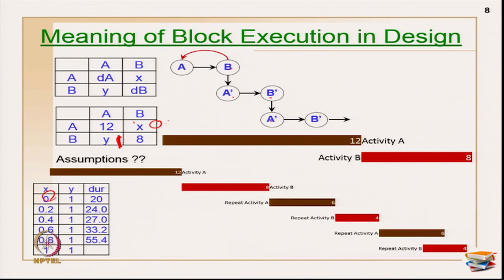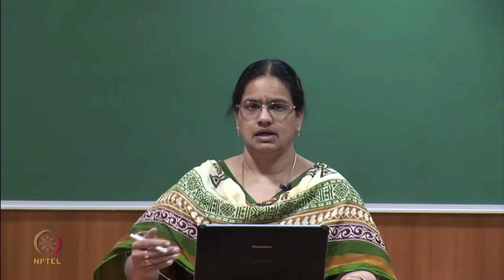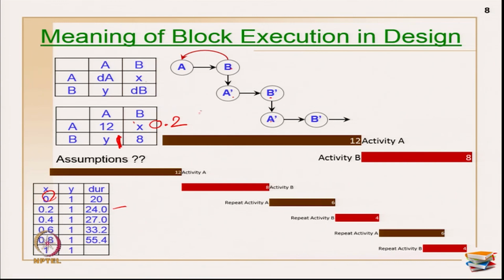If the value of x is 0.2, then it repeats for a few rounds. The meaning of that is, suppose I am doing 100 runs in simulation, 20% of the time A will repeat. So in 20 runs A will repeat and the duration will be 6 or something like what you told, and in the remaining 80 runs A will not repeat. That is the meaning of that. If you run like that, your duration is something like 24. If you change this value to 0.4, it is 27.